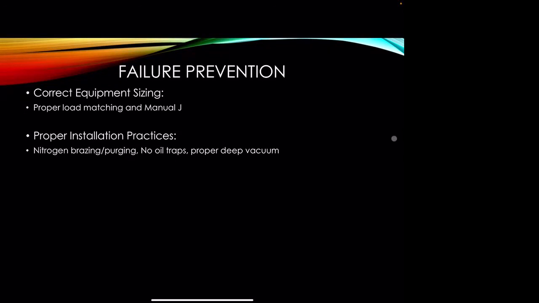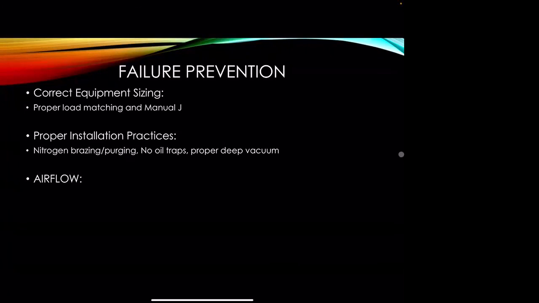Why do we want a proper deep vacuum? To boil out the moisture. We don't want moisture in that system. Again, depending on the oils and stuff, we don't want that happening. We don't want hydrolysis happening or the hygroscopic portion happening of that oil.